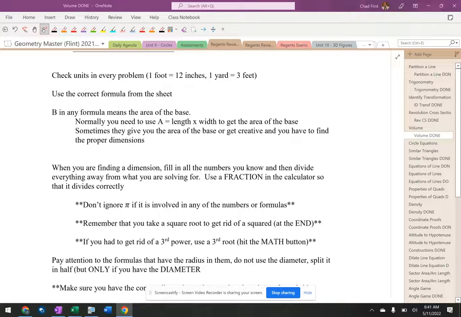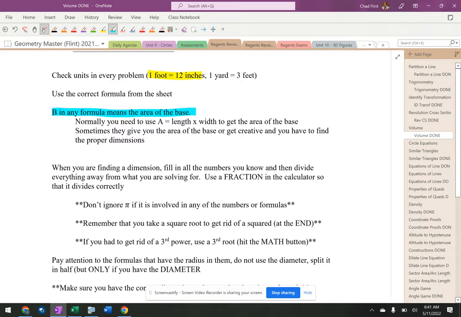Okay, so volume review, very simply, use the volume sheet. All right, they're almost all going to swap feet and inches around. So always be looking at that. Capital B in the formulas means area of the base. Normally it's a square or a rectangle, so its area of the base is length times width.